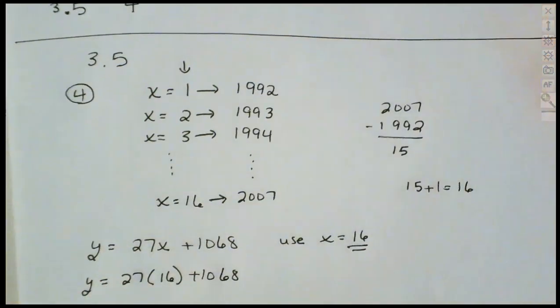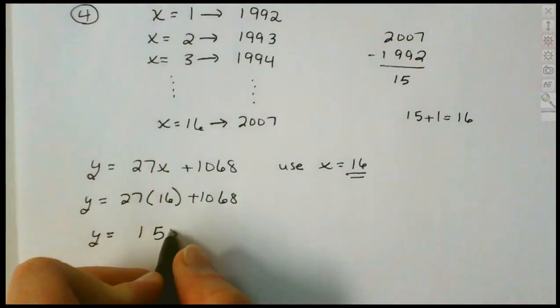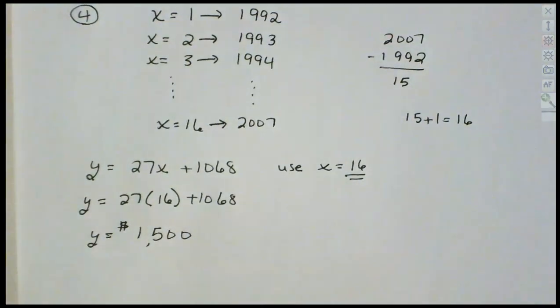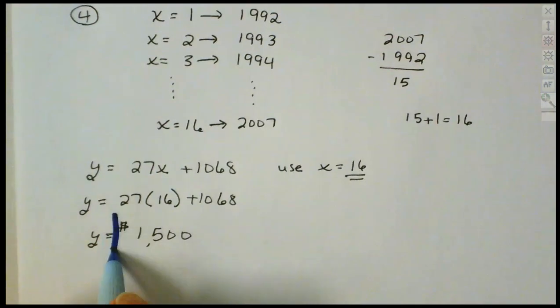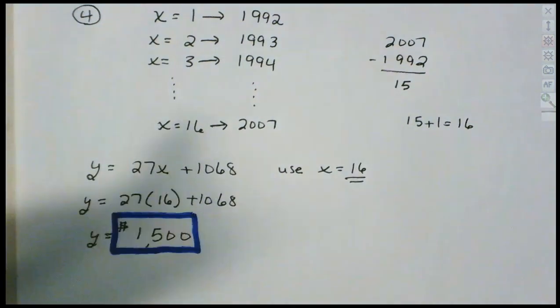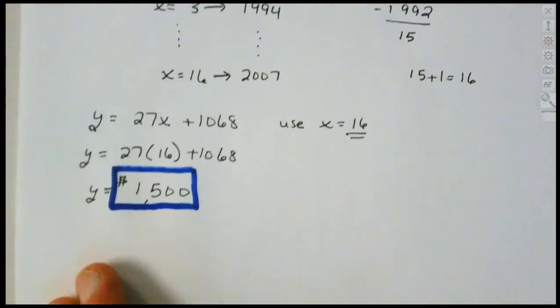And now we can find our final answer. And we can find our cost in 2007. So the cost for that community college in 2007 is going to be 27 times your 16 plus your 1068. And it should come out to be $1,500. That's going to be your tuition costs for community college in 2007. Okay, so 2007, it's going to cost you $1,500.